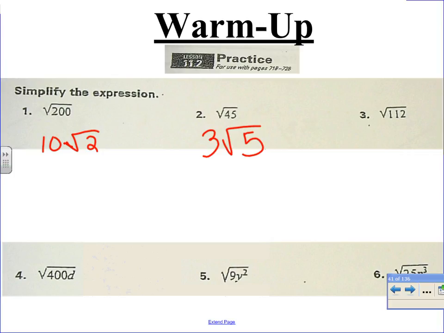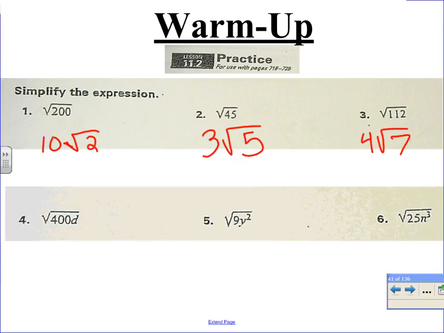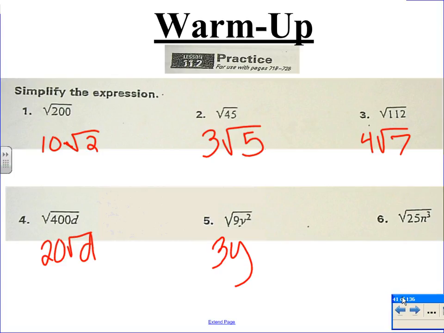Grace, number 3, please. Good. Alexis, number 4. Good job. 20 times the square root of d. Skylar, number 5. Good job. Number 6, Ben. Okay, hold on. 6 first. We'll come back to questions. What did you get for number 6? 5 and square root of n, what it should be.